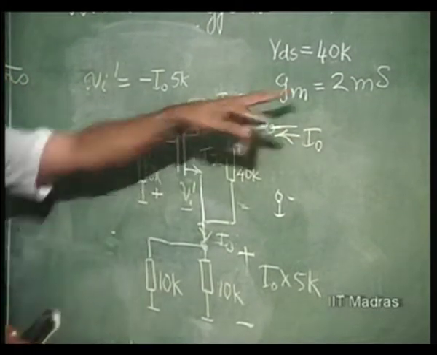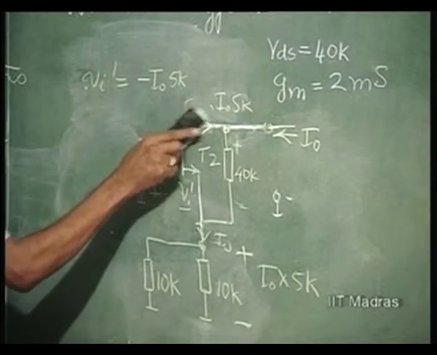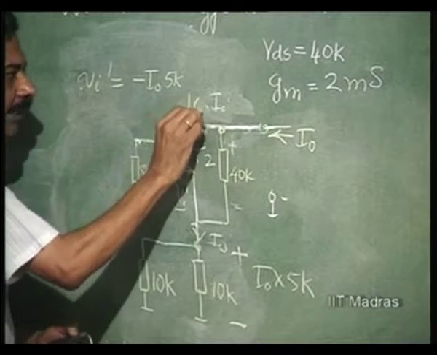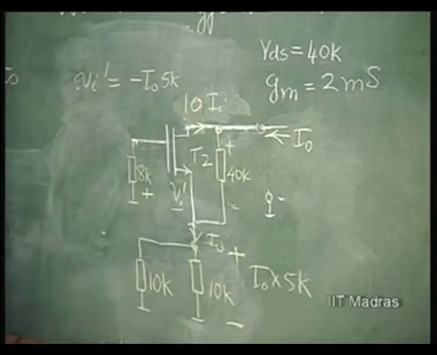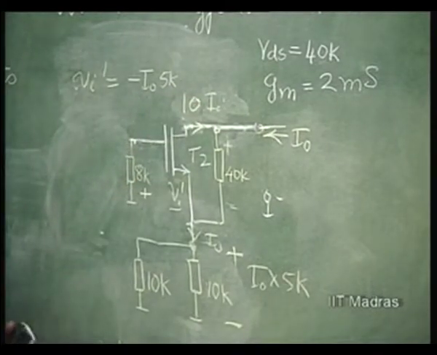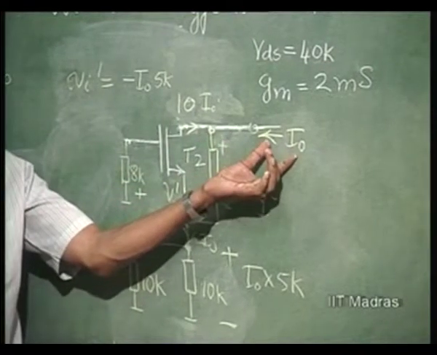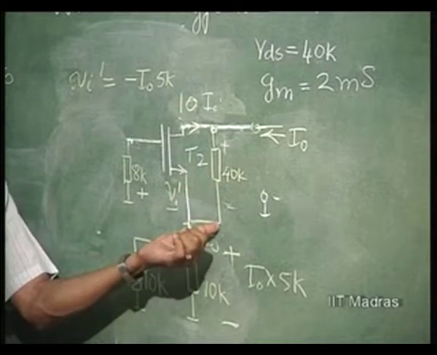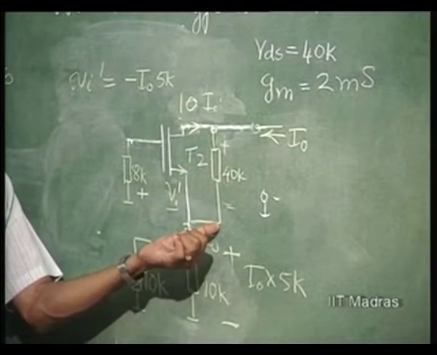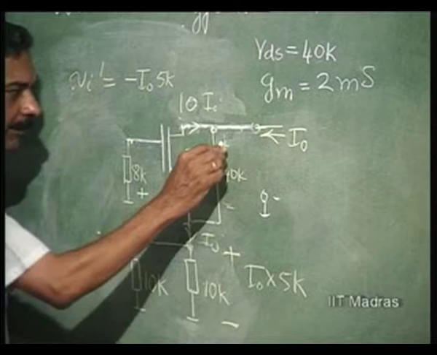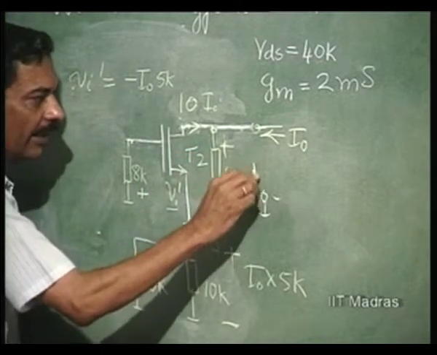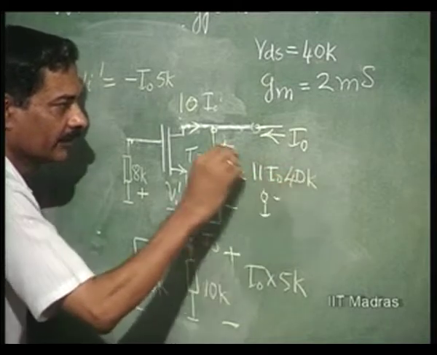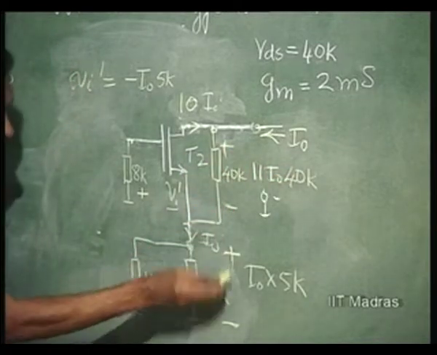What is Gm? It is 2 millisiemens. So, this is 2 into 5, which is 10 times I naught, which means here we have 10 I naught flowing, I naught flowing. So, through the 40 k resistance we have 11 times I naught flowing, which means the drop across this is 11 times I naught times 40 k, that is in this direction. Already this is I naught times 5 k.